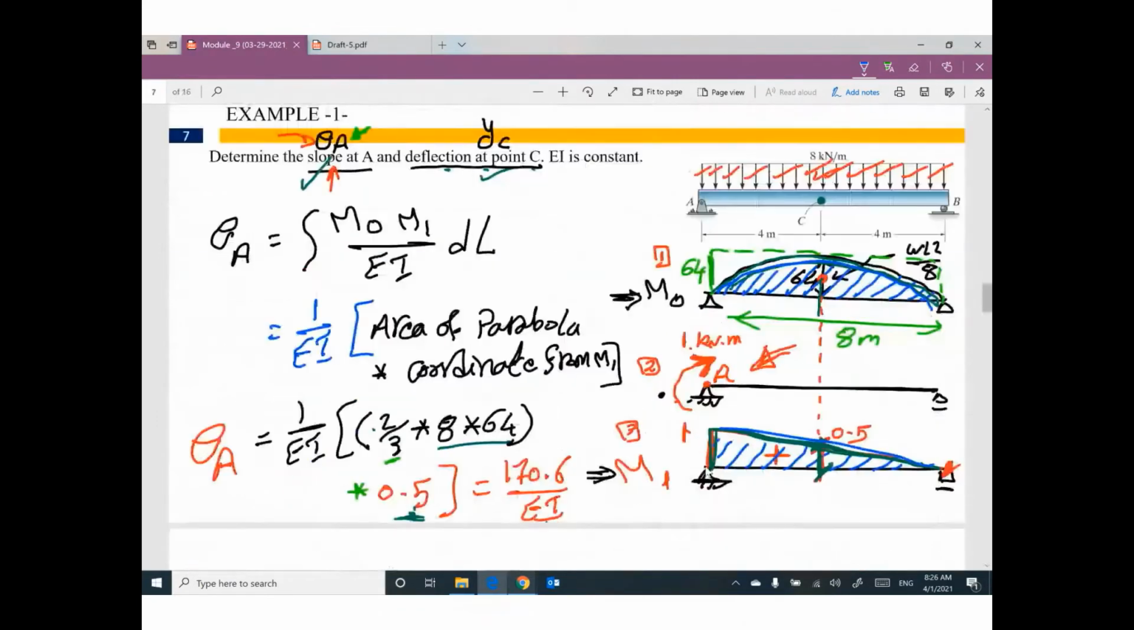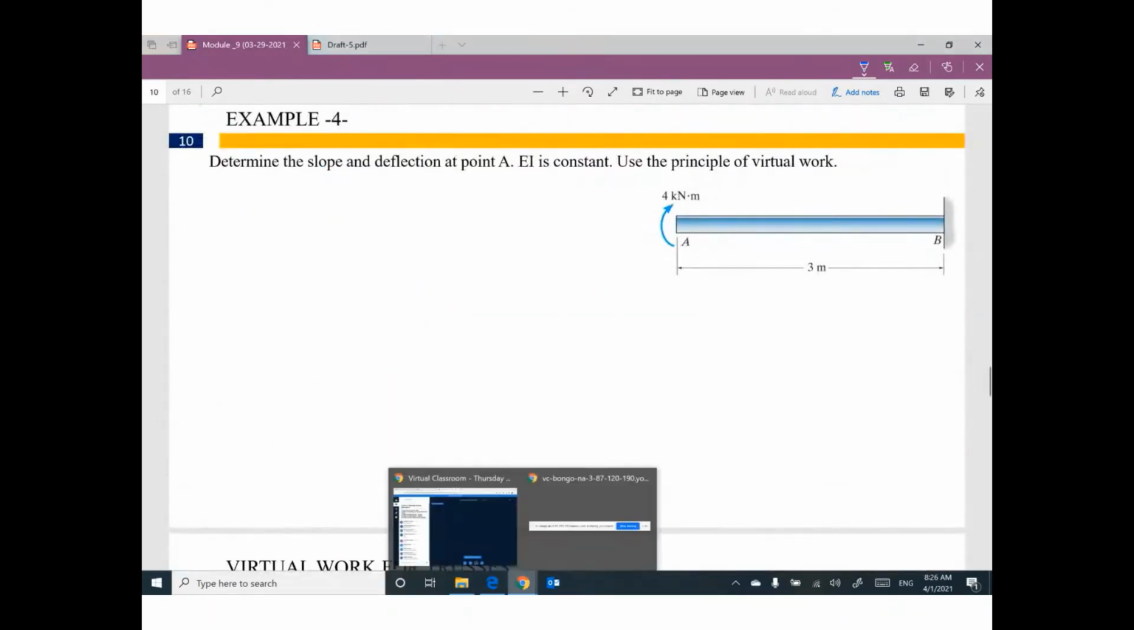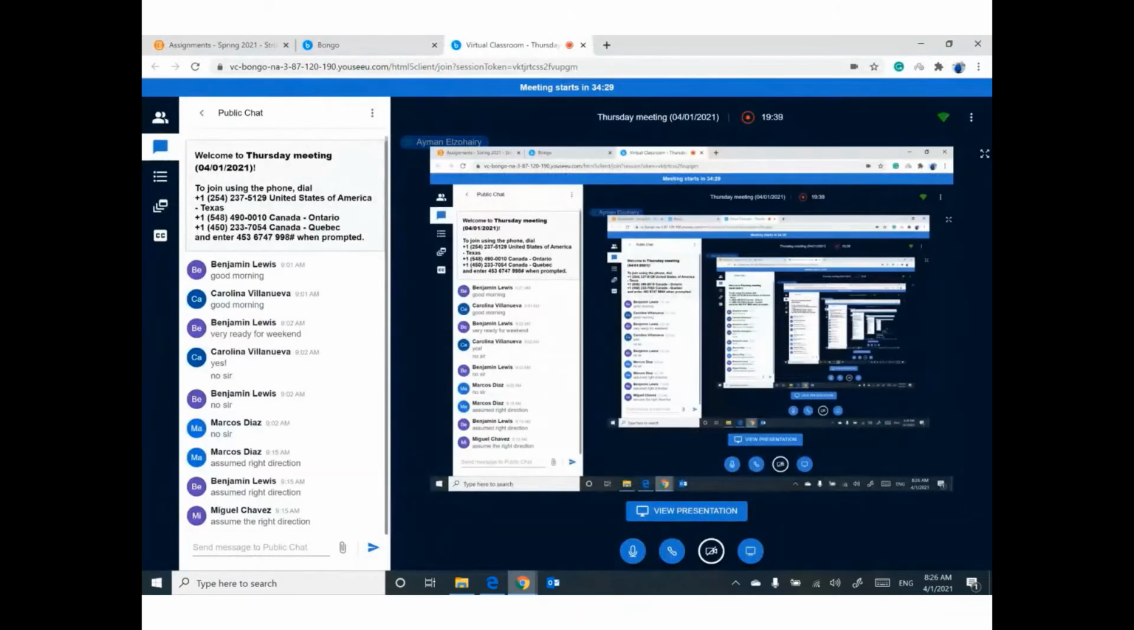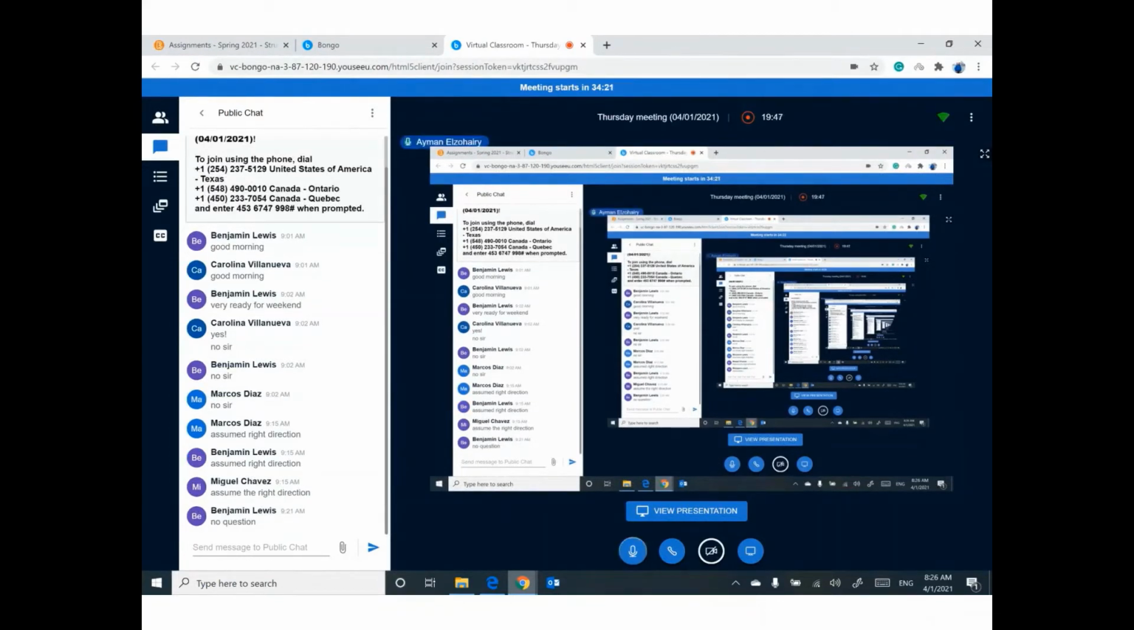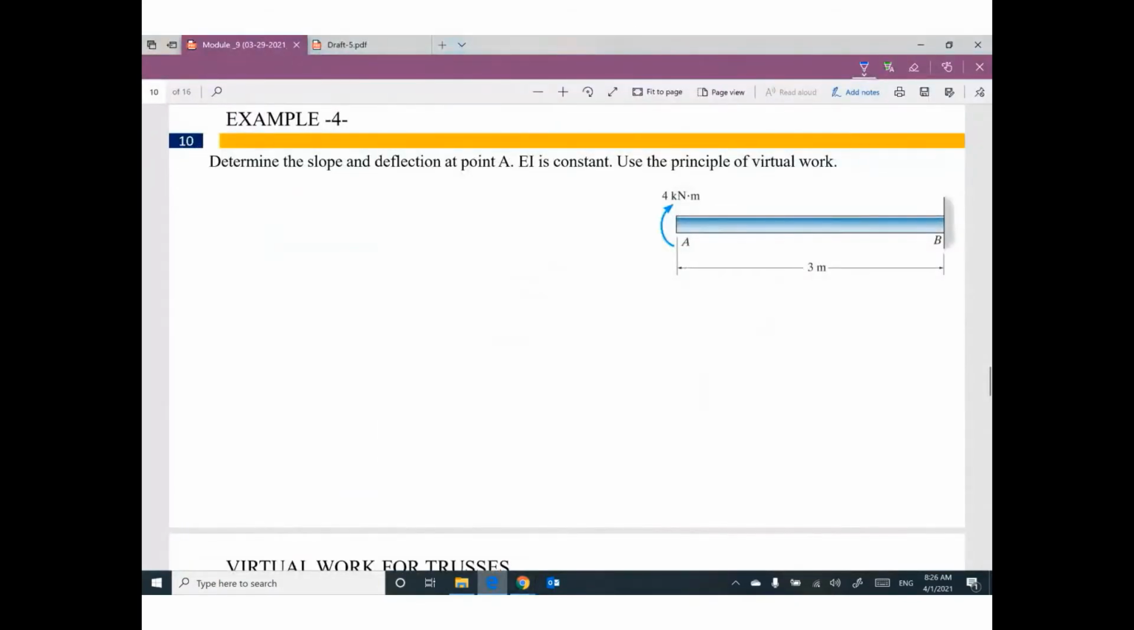Any question? Guys, any question so far? If you have any question, let me know. I think this method is very important and very easy. One more example, the last example in this method for beams.